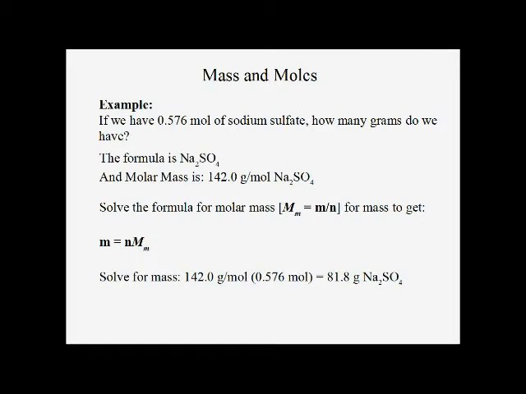So now that we have the molar mass, we're looking for mass, so we just need to multiply our moles by molar mass. So 0.576 moles times 142.0 grams per mole. We see the moles cancel off, leaving us with grams, and we end up with 81.8 grams of sodium sulfate.